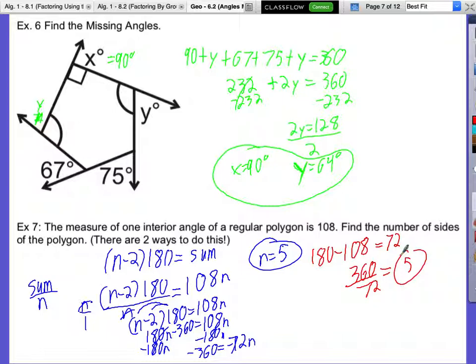Why did I get 72? Because this would be one exterior angle. So here this is the pentagon. These were all the interior angles, 108 degrees, and this exterior angle has to be 72 degrees. And if it's regular, then all of them are. So you can just take that total of the exterior angles divided by that and get 5.